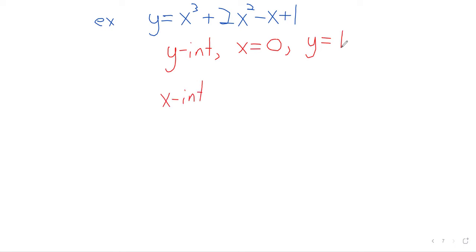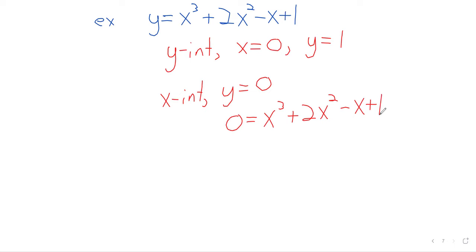We try to solve for the x-intercept, and things suddenly take an ugly turn. 0 equals x cubed plus 2x squared minus x plus 1. I couldn't solve this equation in my head. I'd have to go get a calculator or Desmos. Because of the way these equations get set up, with y by itself on the left and x on the right, it's usually easy to find y-intercepts, but it can be quite hard to find x-intercepts. That's just something we're going to have to deal with. There's no magical solution to it.